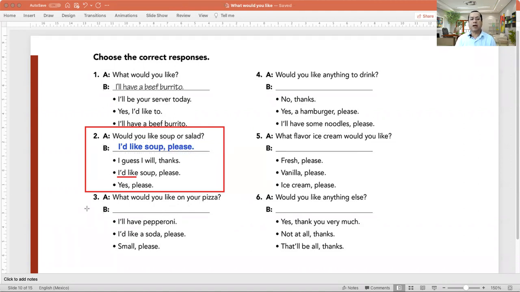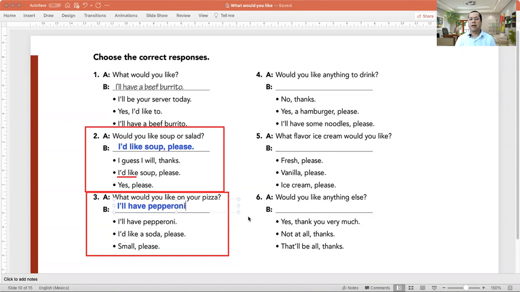Next one, number 3. There's also a question coming from the server. What would you like on your pizza? So, I like soda. Of course, no, we cannot put soda on the pizza. Small, please. No, it's not asking about the size of the pizza, whether it is small, medium, or large. So the best answer is I'll have pepperoni. So pepperoni on the pizza. As you can see, I'll have pepperoni.